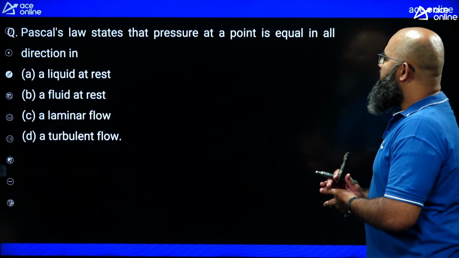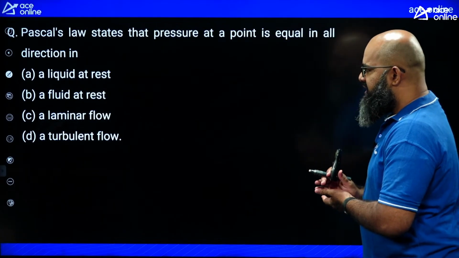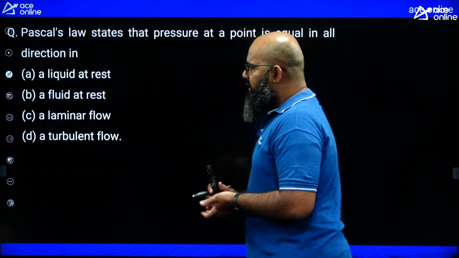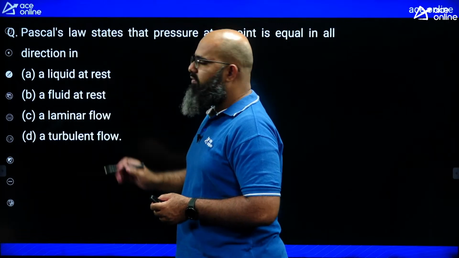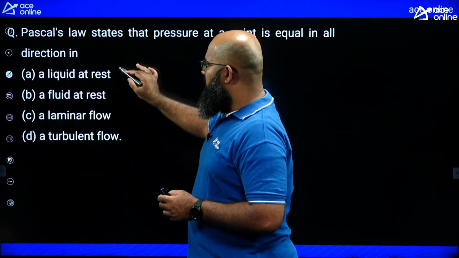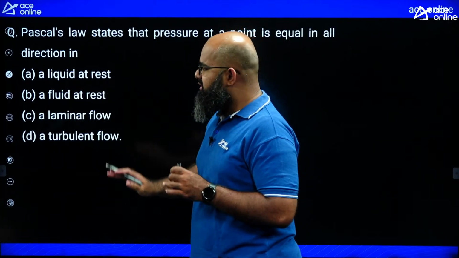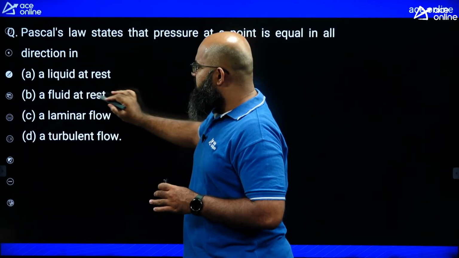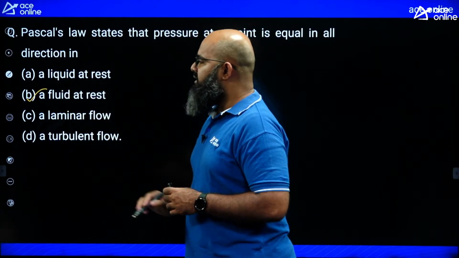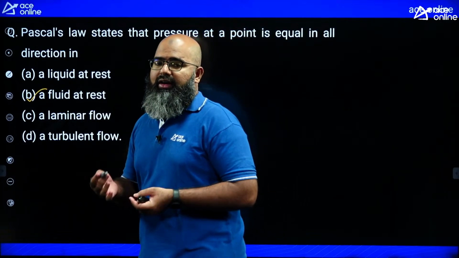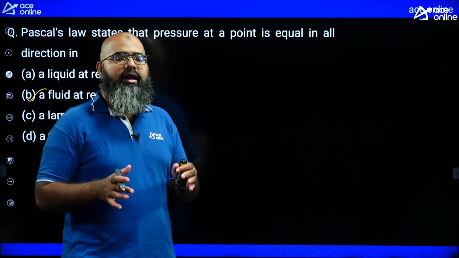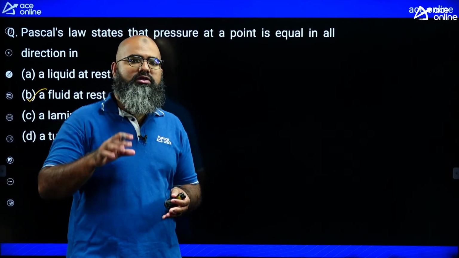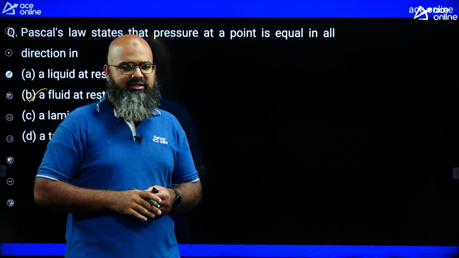Pascal's law states that pressure at a point is equal in all directions. When is this so: when a fluid is at rest, laminar flow, turbulent flow? Strictly speaking, none of these is the correct answer, but amongst these options the best answer is fluid is at rest. I have taken this question to show you that sometimes you might not get a perfect answer, but you have to choose the best answer amongst the options present.